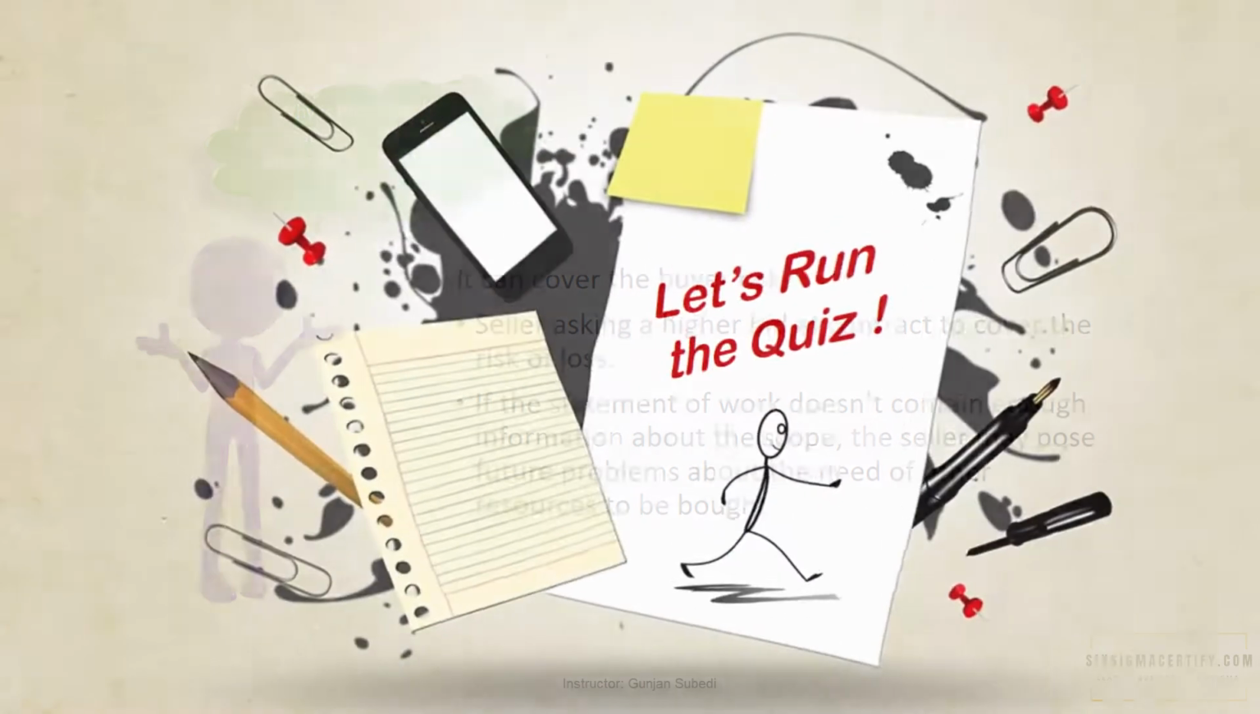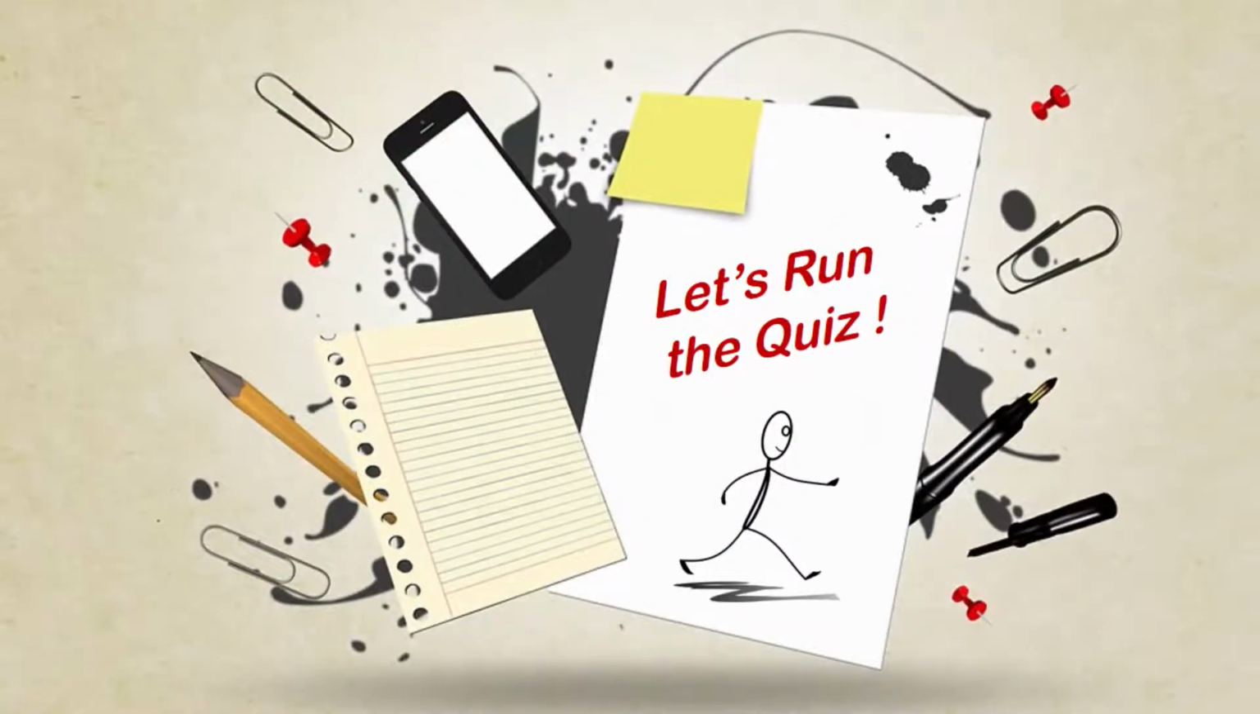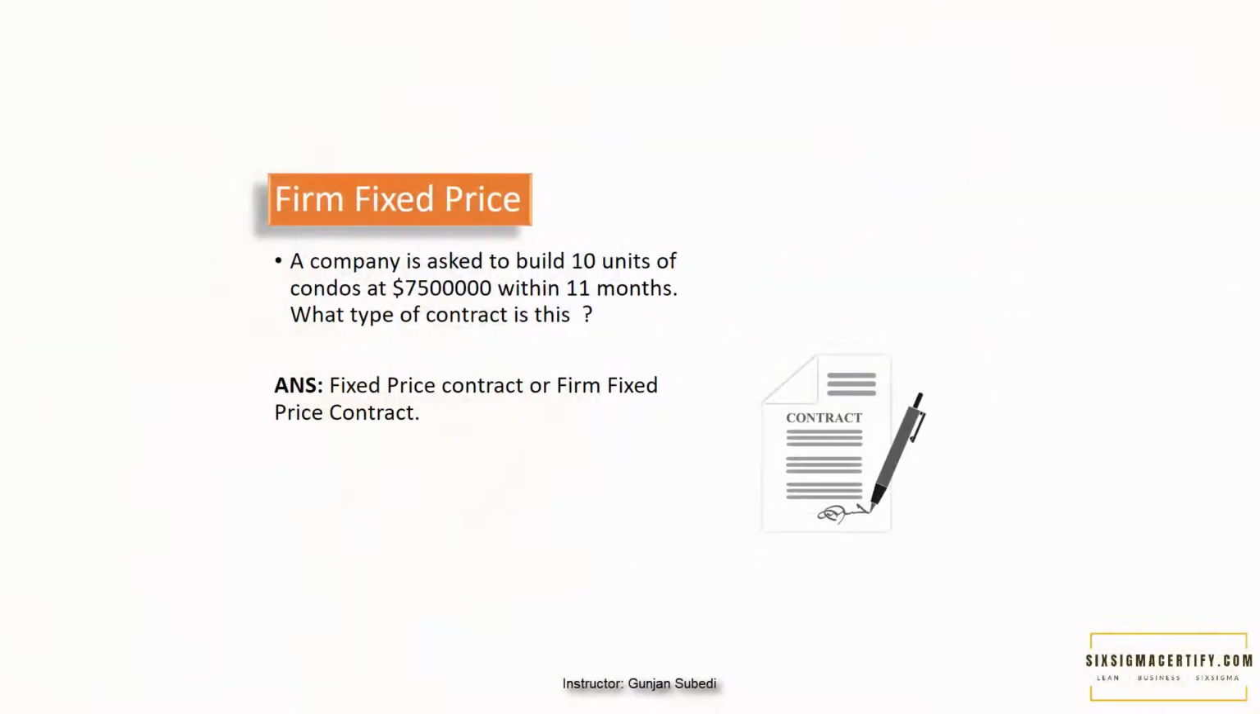Let's look at the example of fixed price contract or firm fixed price contract. A company is asked to build 10 units of condos at 7,500,000 within 11 months. What type of contract is this? Is this a firm fixed price contract? Is it a fixed price incentive? Or is it a fixed price award fee? The answer is very simple. This is an example of firm fixed price, as the price of contract is fixed. There is no mention of the extra incentive or award to be awarded to the seller here.